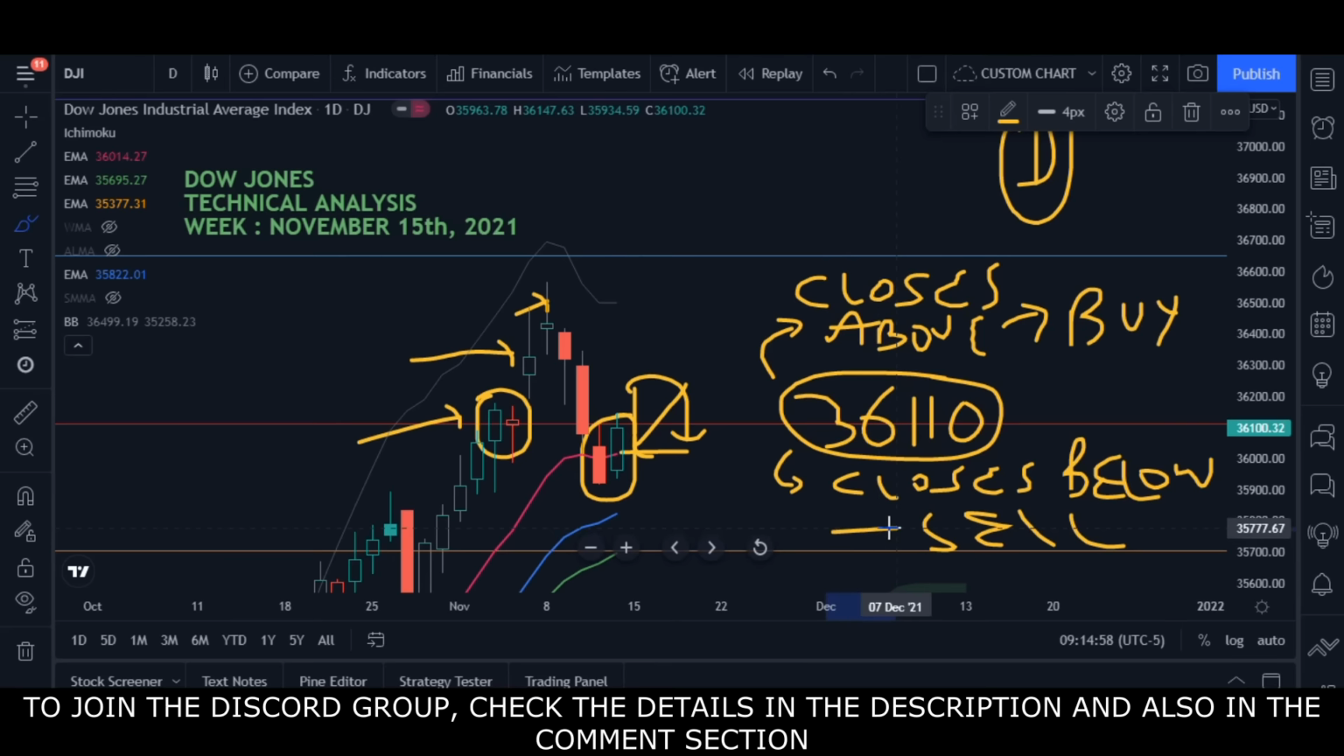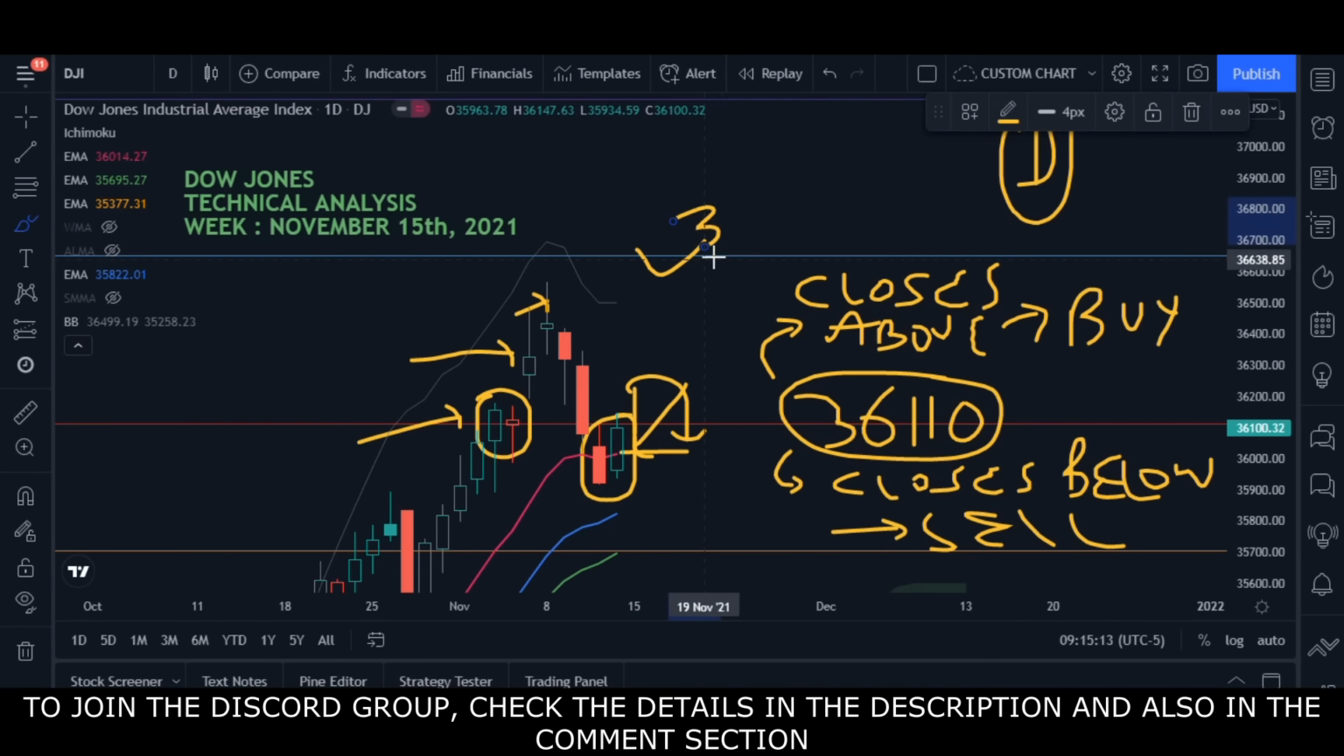So if it closes below, in that case sell. Okay, so this is the trade setup for the coming week. If the market closes above 36,110, in that case it is expected to move up and hit this 36,600.